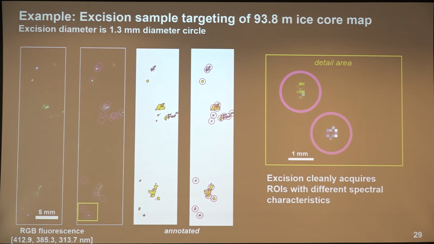Here is one of our maps that we published, and I've overlain some little tiny excision circles around it. And you can see in a couple cases we have a little bit of overlap. That's going to be a problem. We have to figure out how we're going to deal with that.